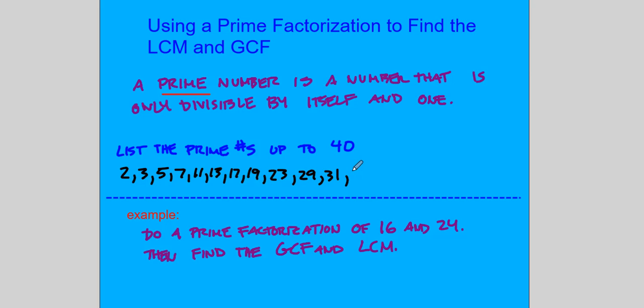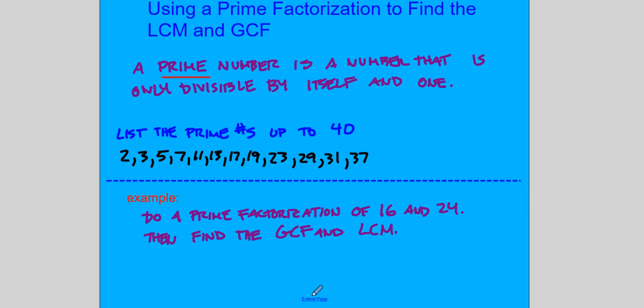34 is not, it's even. 35 is not. The factors are 1, 5, 7, and 35. 36 is not, it's even. But 37 is a prime number. The only factors are 1 and 37. 38 is not, it's even. 39 is not because the factors of 39 are 1, 3, 13, and 39, and 40 is not, it's even. So these are your prime numbers up to 40.